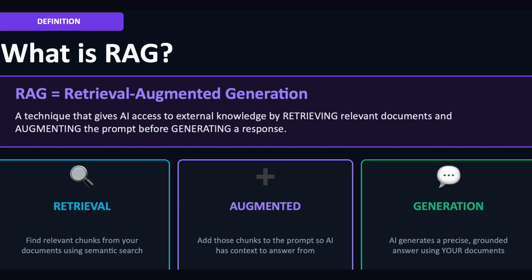What is RAG? RAG stands for Retrieval Augmented Generation. Let me break every word down simply. Retrieval means find relevant information from our documents. Augmented means we add that information to the question before asking AI. And generation means AI generates an answer using that extra context.